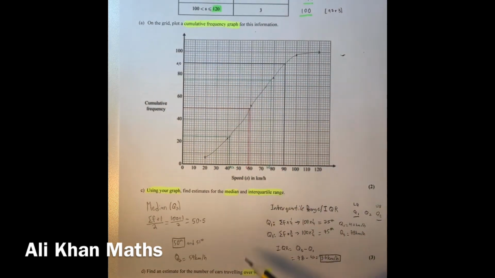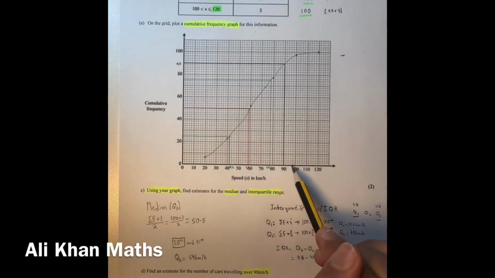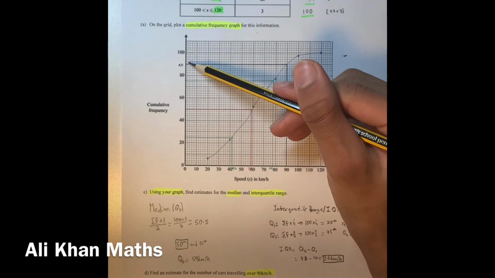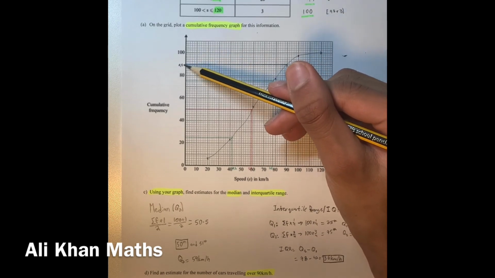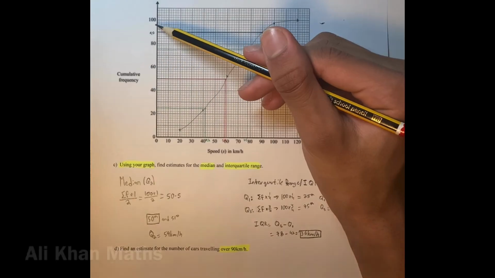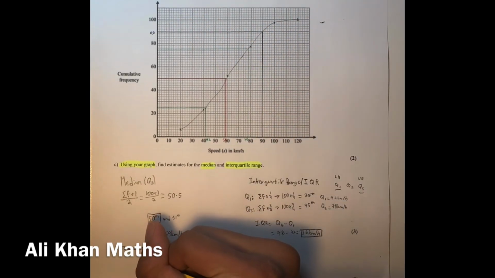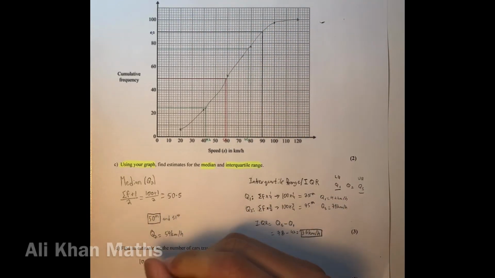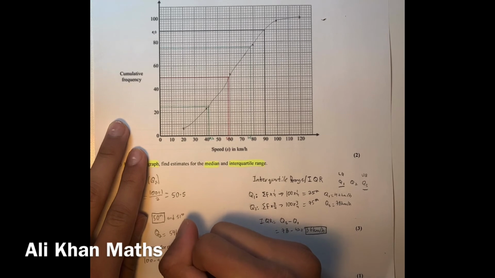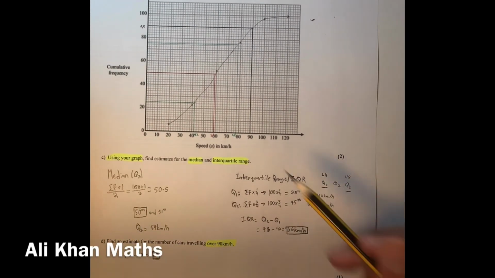We want to find out the number of cars traveling above 90 kilometers per hour, which means that we want to find out the number of cars recorded after this point. So we subtract 90 from the total number of cars, which is 100, leaving us with 10 as our final answer. And this completes this question.